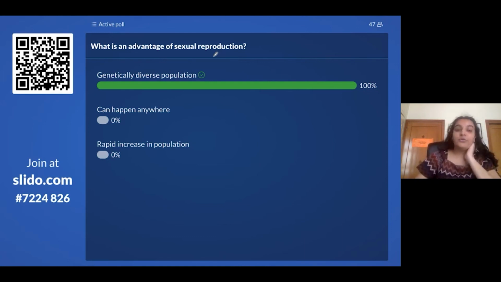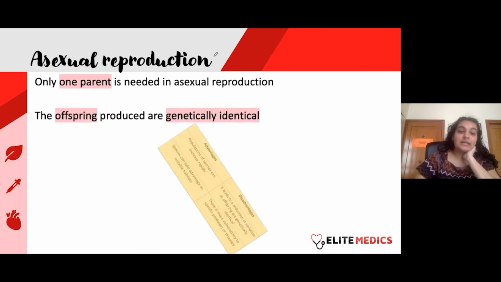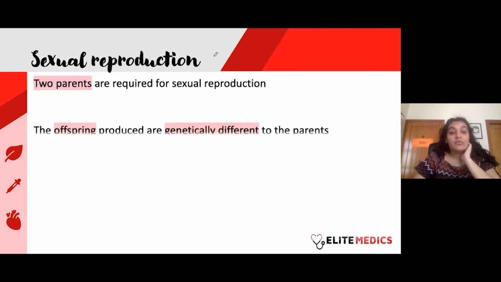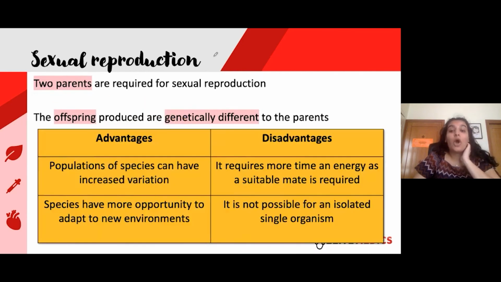Great. So that's pretty much what I talked about here. These are the advantages and disadvantages of asexual reproduction. And you can see that the same table for sexual reproduction is pretty much the opposite of asexual. What is advantageous for asexual reproduction usually isn't possible during sexual reproduction, so it's a disadvantage of that, and vice versa.